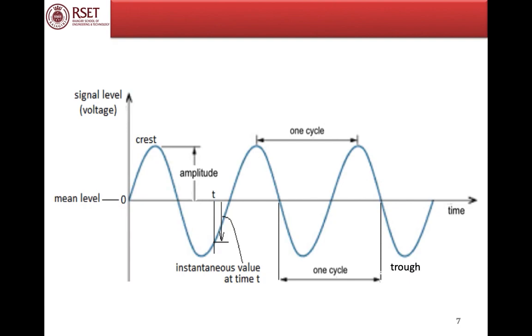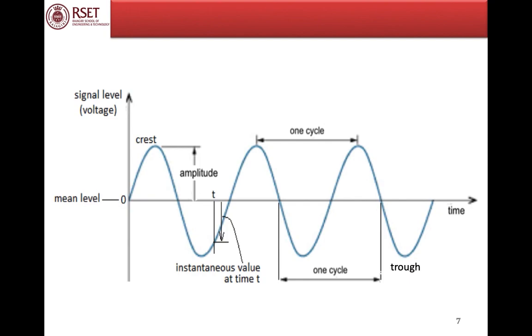The time period can be marked in different ways. It can be marked from one crest of the wave to the other crest, or from one positive to negative zero crossing to the other positive to negative zero crossing, or from one trough of the wave to the other. The next term is wavelength. Wavelength is the distance traveled by the wave during one time period. The inverse of the time period or the number of cycles in 1 second is called the frequency of the wave.